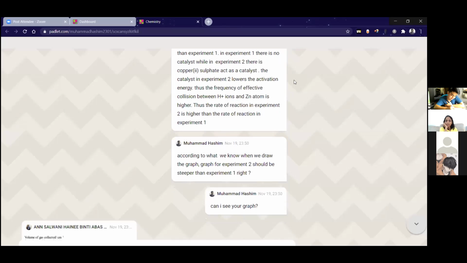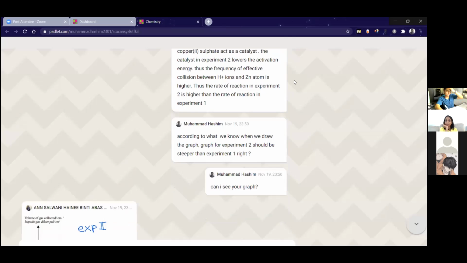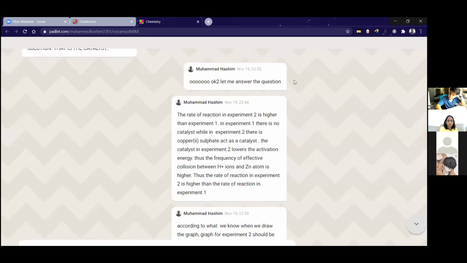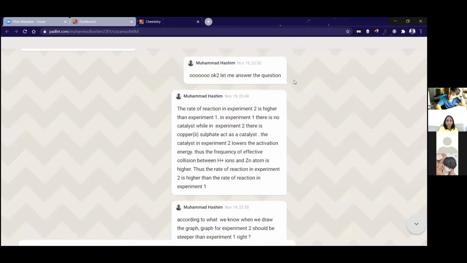I think that day Mr. Ng also mentioned that, right? Okay, I want to add on one more thing. Like what Bhuvanish said just now, you didn't mention the words alternative pathway. The catalyst in experiment 2 will provide an alternative pathway and lowers the activation energy, so more reacting particles can collide. That's the full sentence. Are we all clear, class?